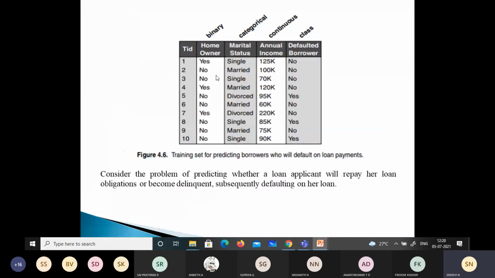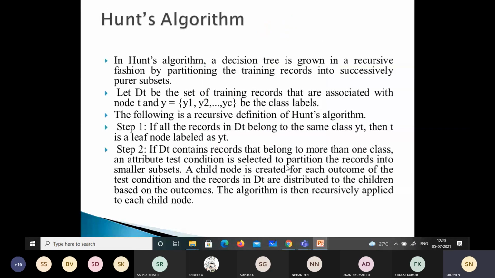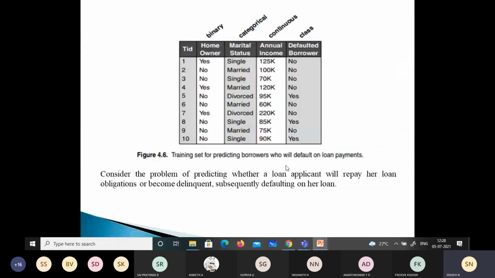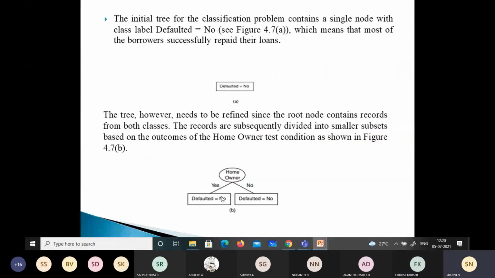We have just taken 3 records and all are having the same value, yes, no, and yes, no. Hence, this becomes your purer subset. Fine. Now, if we move to this part, let's check.